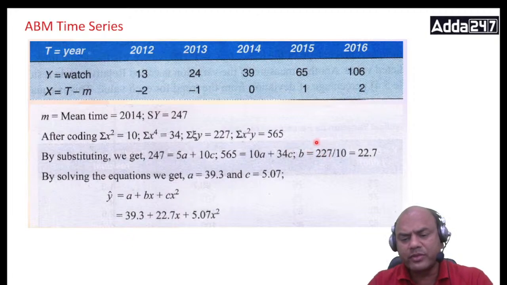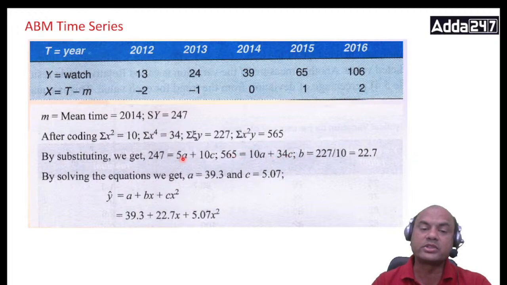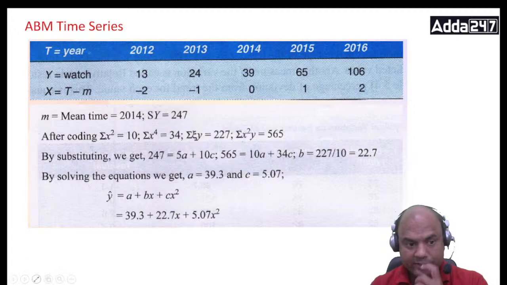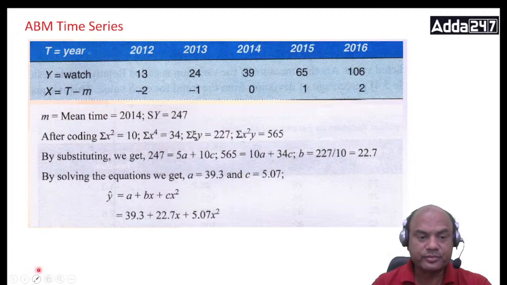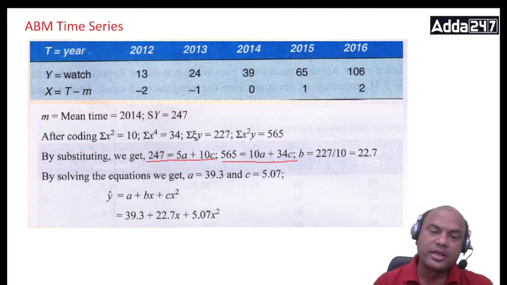What is b? B is very simple. Summation xy upon summation x square. So summation xy I know, 227. What is summation x square? 10. So it is 22.7. Right? So I've got b now. Now I want to find out a and c. How to find out a and c? Solve these two equations, equation number 1 and equation number 2. Solve these two and you will get a and c. How to solve this? Now this is basic, but again I'll do it. Okay.